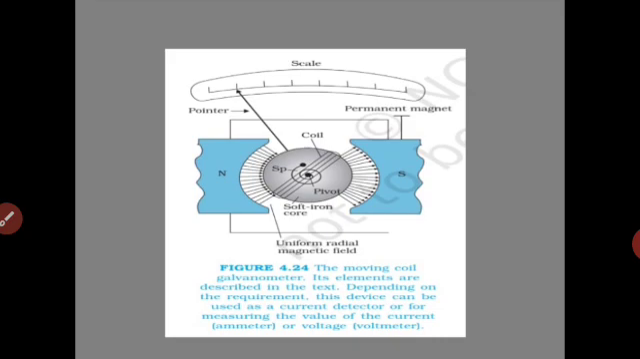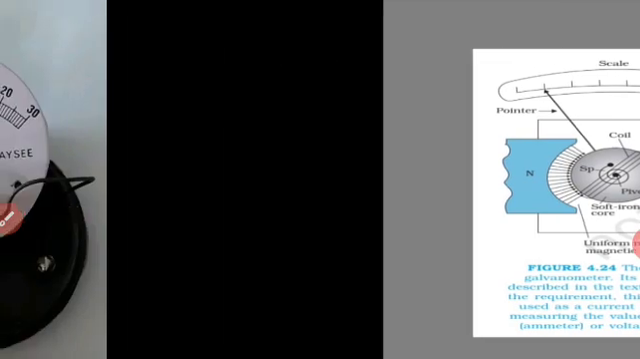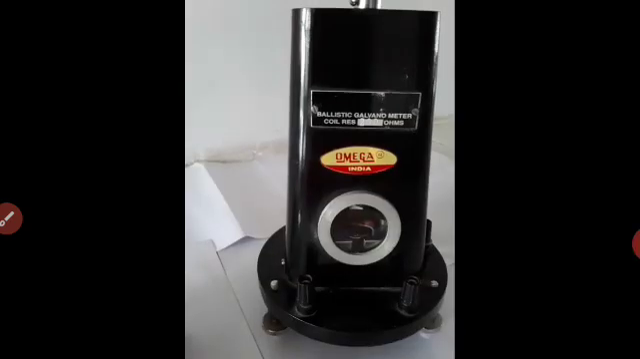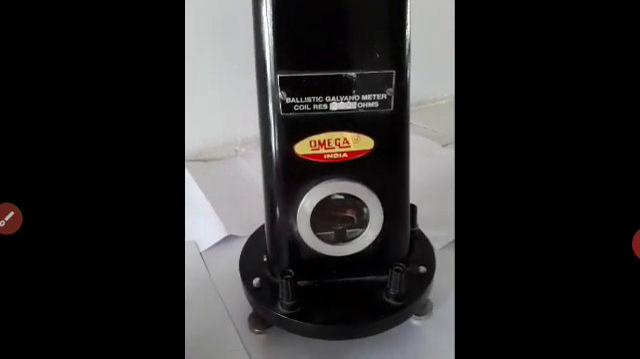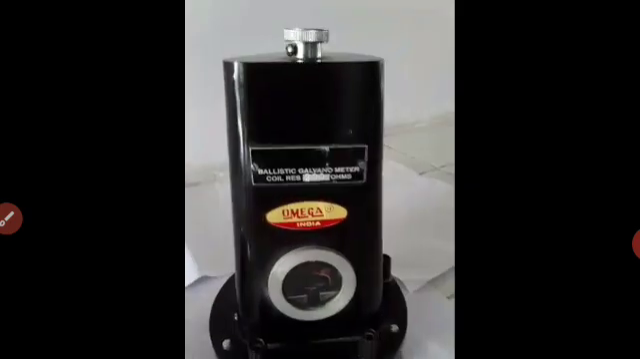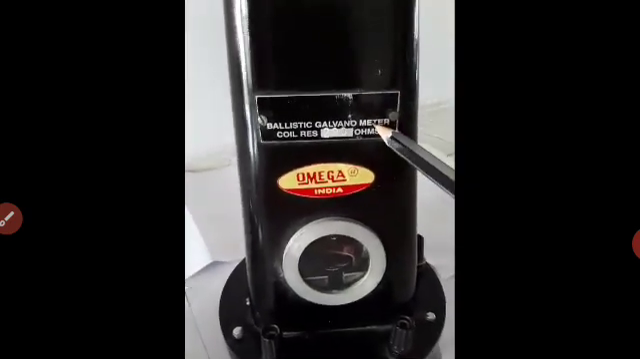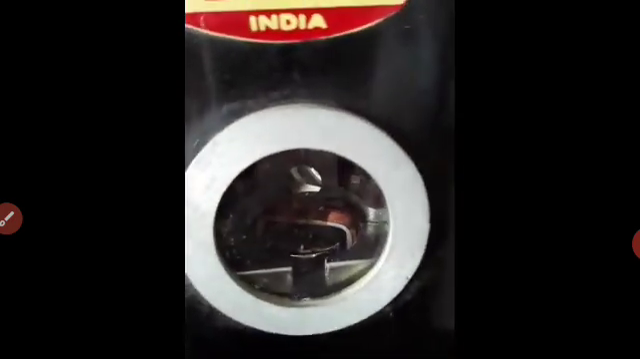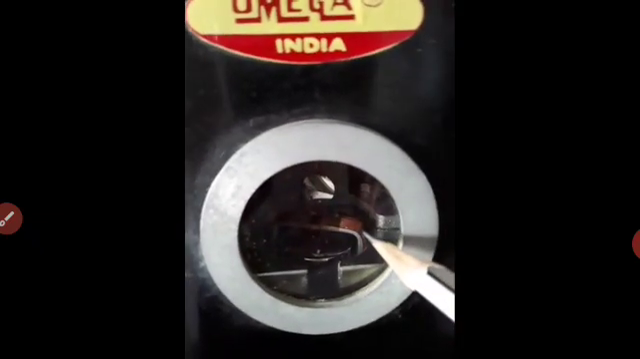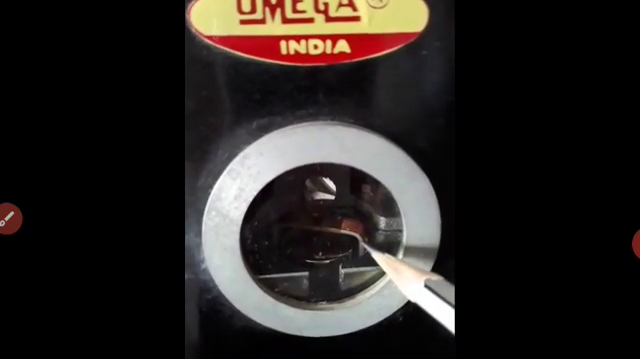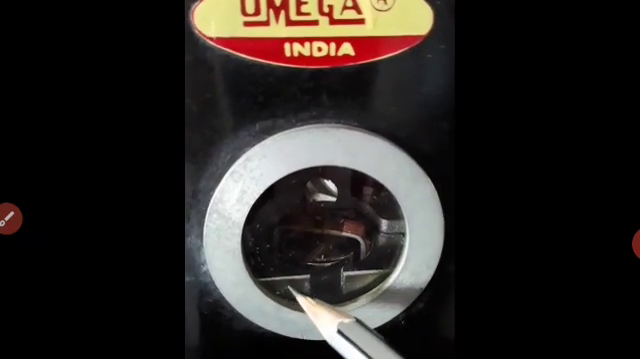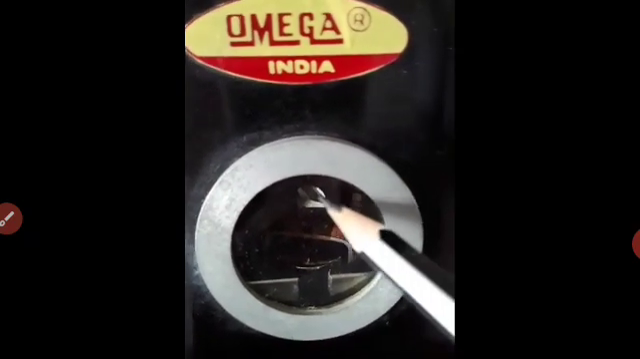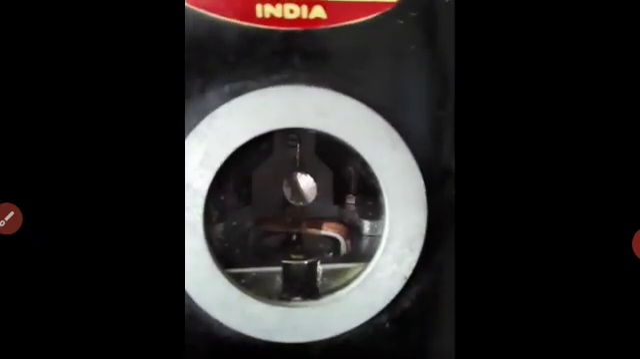Having seen this schematic diagram, now let us see the video of an original galvanometer. There are two types of galvanometers. One is suspended type. This is a moving coil galvanometer, suspended type. You can see the coil at the center. It's a rectangular coil made up of copper wire with the two concave magnets and the soft iron core. It is suspended through a fiber.